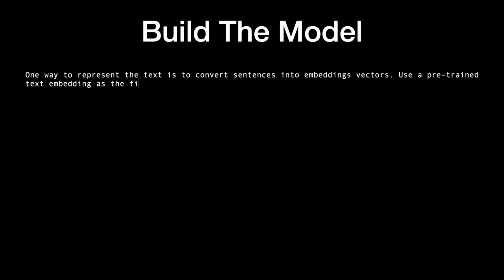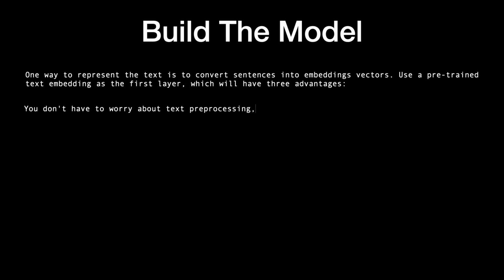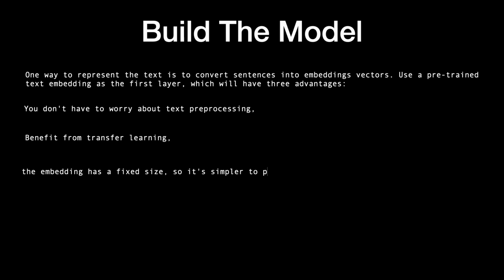One way to represent the text is to convert sentences into embedding vectors. Use a pre-trained text embedding as the first layer, which will have three advantages. You don't have to worry about text pre-processing. Benefit from transfer learning. The embedding has a fixed size, so it's simpler to process.